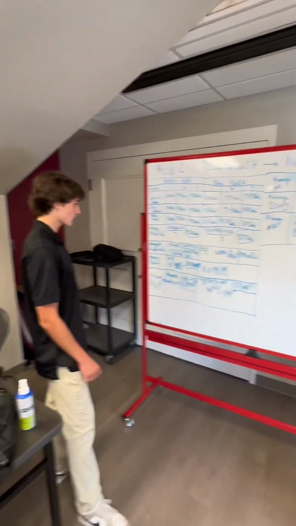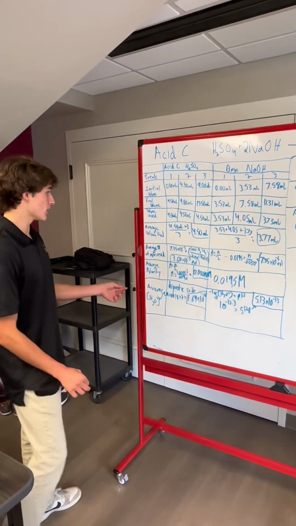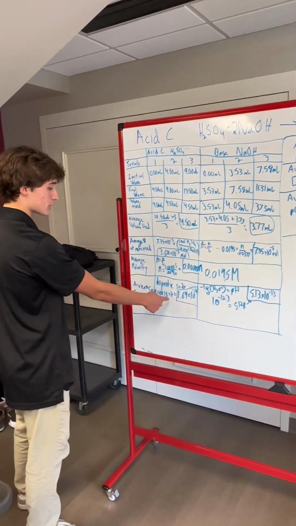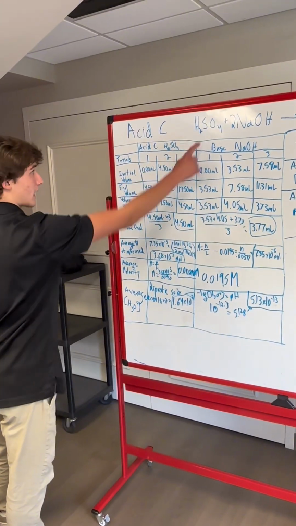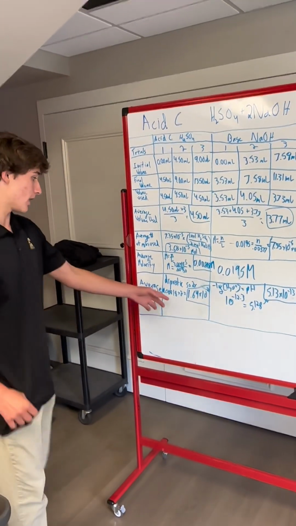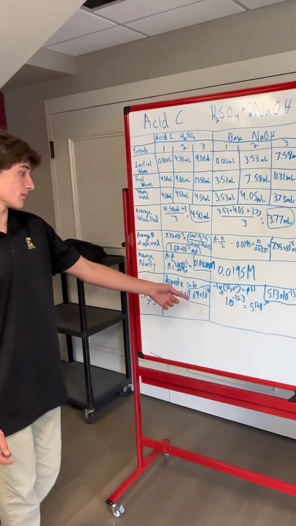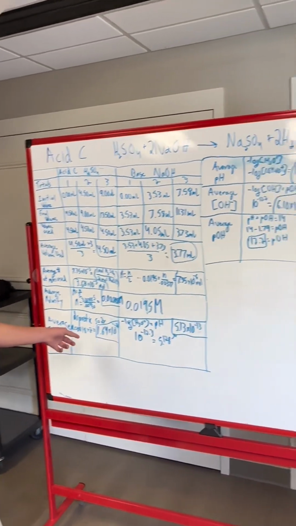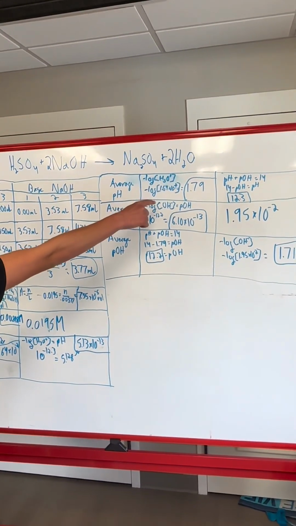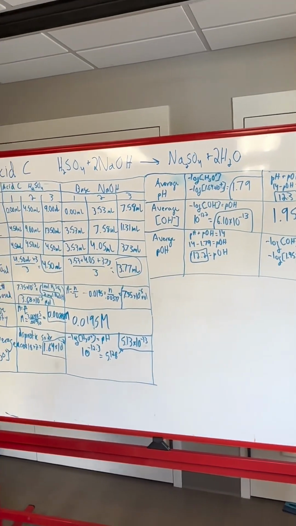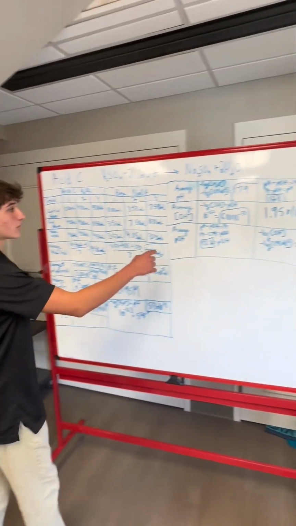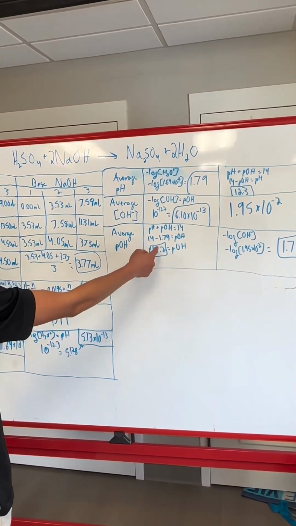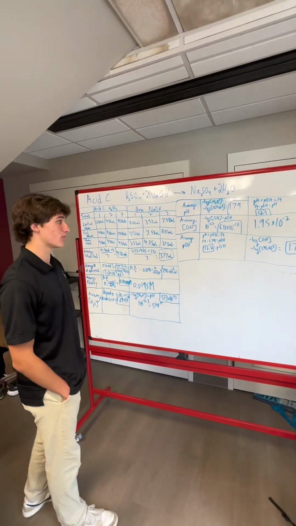Okay. And to find the average hydronium for the acid, we will take the average molarity and multiply it by 2 since sulfuric acid is diprotic. And then that will get us to 1.64 times 10 to the negative second for the average hydronium. And then to find the average pH, we will find the negative log of that number, which gives us a pH of 1.79. And then from there, we'll use the same formula to get the average pOH, which is 14 minus 1.79 to get 12.2.